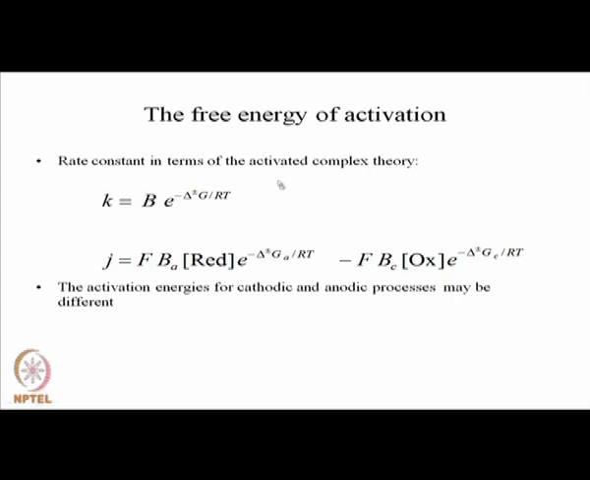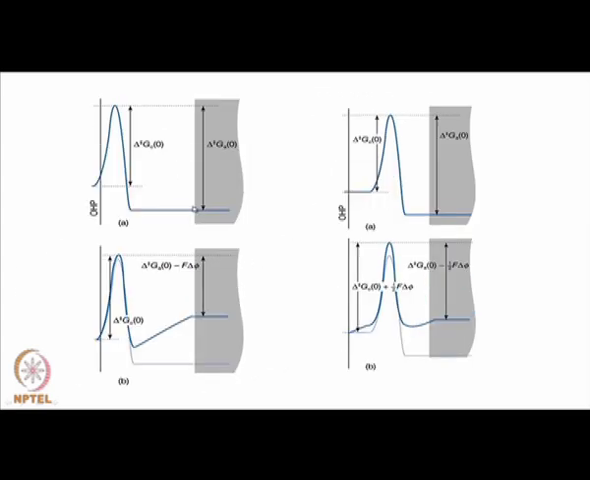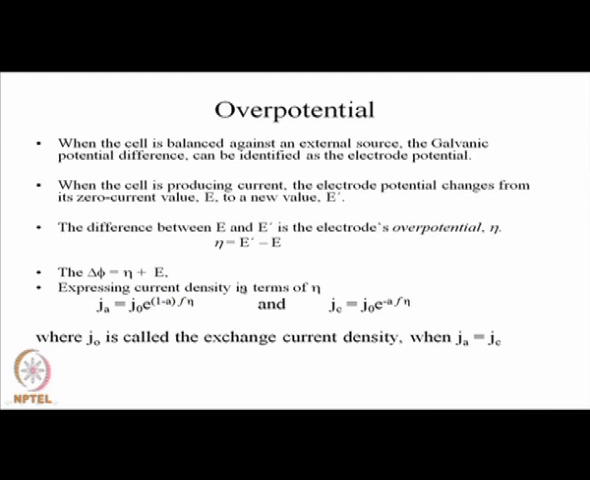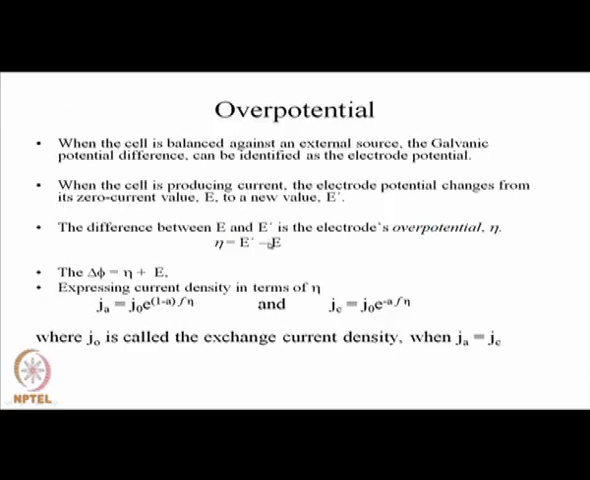We used activated complex theory and tried to introduce that here. Then we got the Butler-Volmer equation, which is based on this calculation. This Butler-Volmer equation relates your net current density with overpotential, where F is a constant. So we expressed this in terms of overpotential.